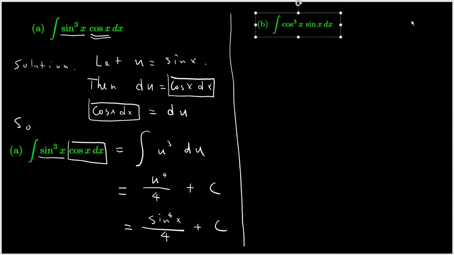Anybody want to tell me how to choose u? This one should be simple. Don't make u too complicated. Choose u to be a simpler function of x. Yeah, choose u to be cos of x. Good.